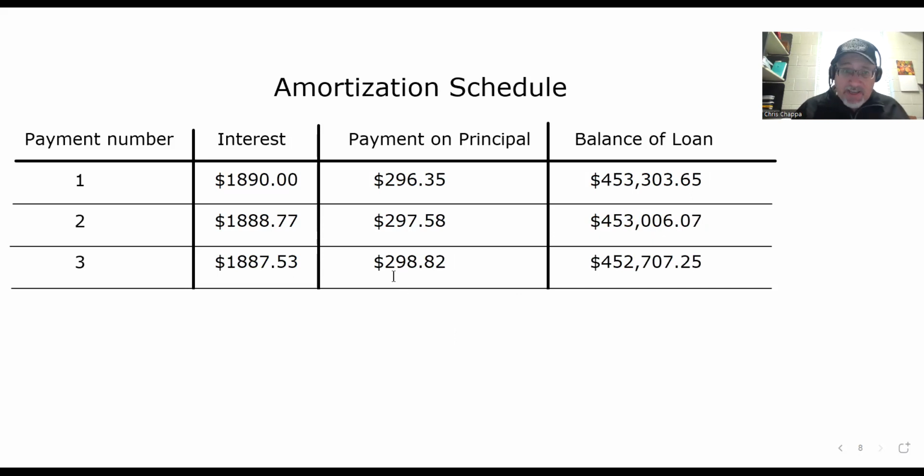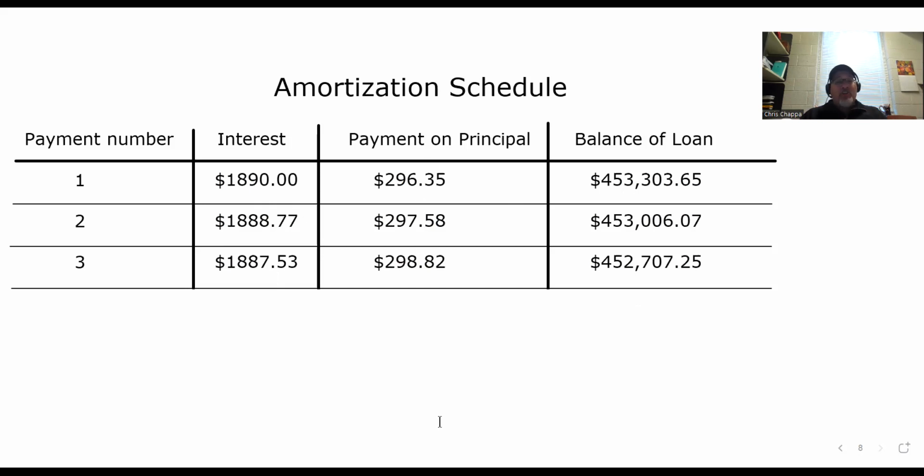It's depressing at the beginning because you're sending this $2,100 plus payment, and a huge chunk of it is going towards the interest. Very little is going towards your balance, so your balance is dropping slowly. However, you'll notice a trend. The interest is getting lower, which means the payment on principal is getting higher, which means the balance is dropping faster. This is all you're going to be required to do on your homework and possibly a test.